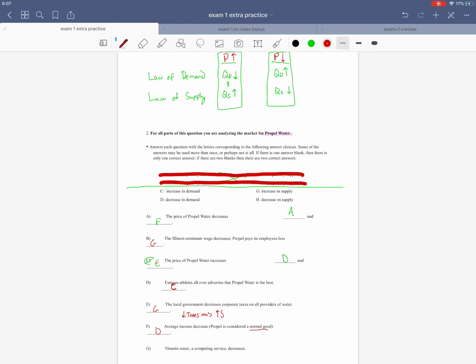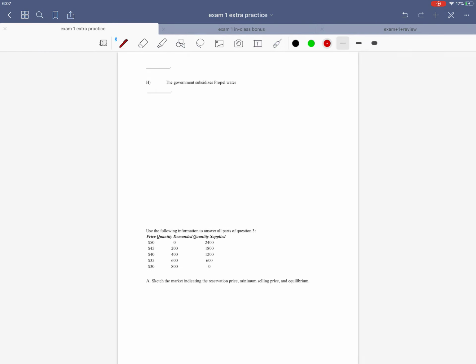Letter G, the price of vitamin water, a competing product, decreases. So anytime the price of a substitute goes down and consumers view both, let's say, vitamin water and Propel as perfect substitutes, if vitamin water becomes cheaper, we're going to see a decrease in demand for Propel water. So that will be D, as people start to go buy vitamin water.